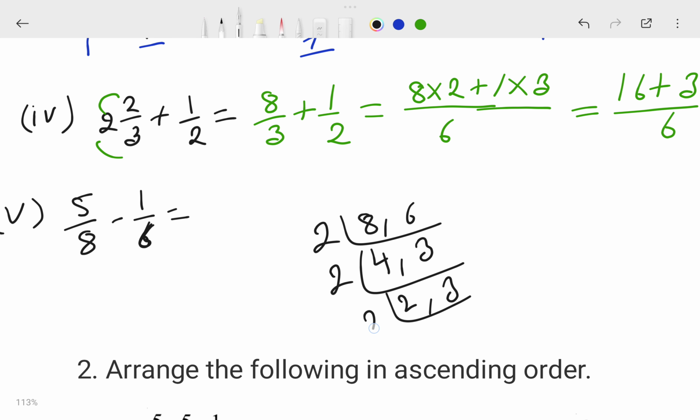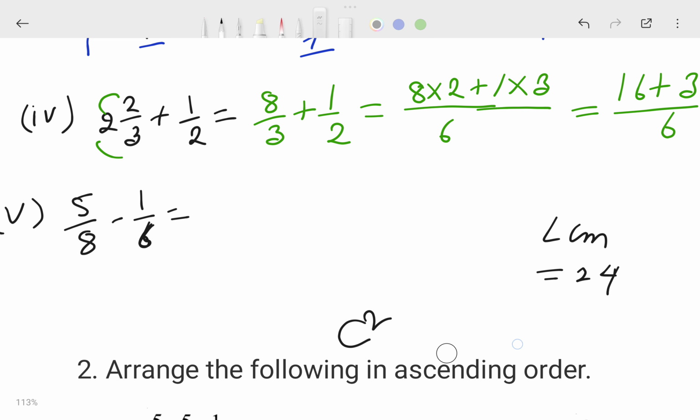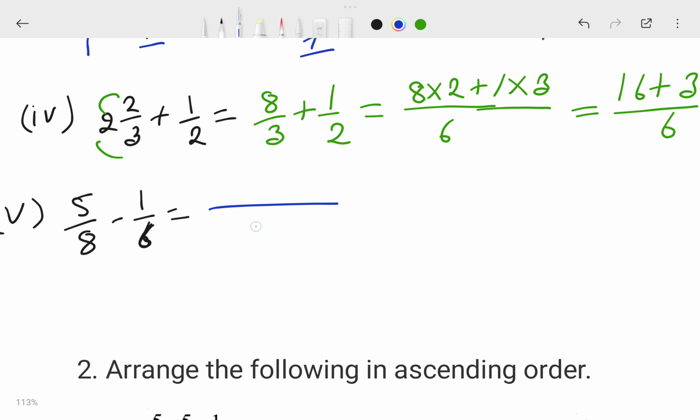When you divide with 2, this is going to be 1. When you divide with 3, it is going to be 1. So now multiply. 2 2s are 4, 4 2s are 8, 8 3s are 24. So what is our LCM? LCM is 24. So where do we have to write it? Downwards we will write this one. Okay, so LCM is how much? LCM is 24. Okay, so here we will write LCM is 24.